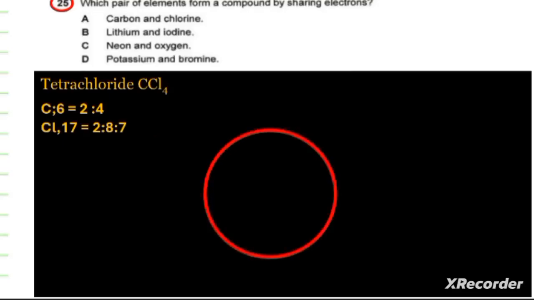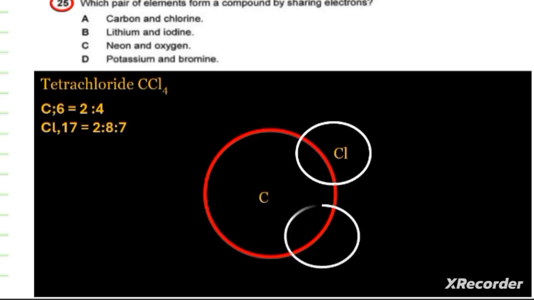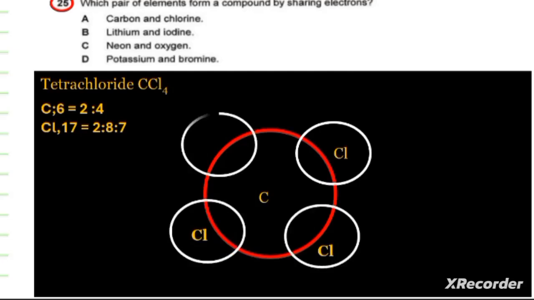So we are going to start by drawing carbon, and this carbon is surrounded by 4 chlorines. As we can see, carbon has 4 electrons in the outermost shell. So instead of gaining 4 electrons to be stable, it is going to share the same 4 electrons so that it can gain stability. This one will be shared here, this one here, and this one here.